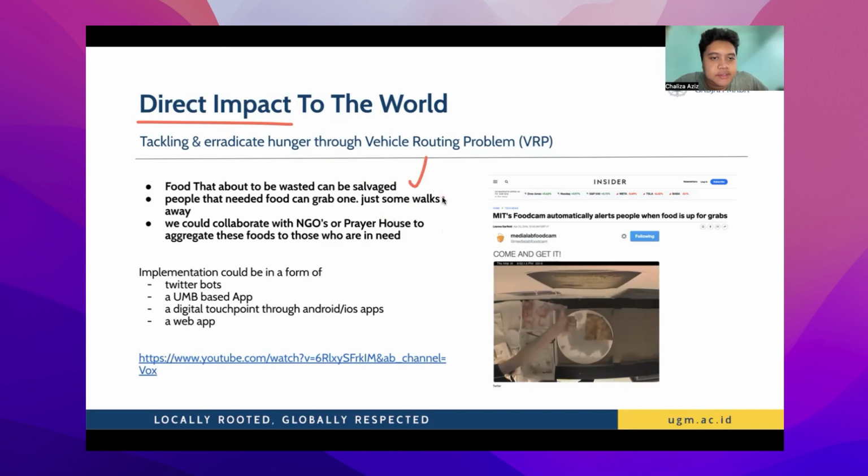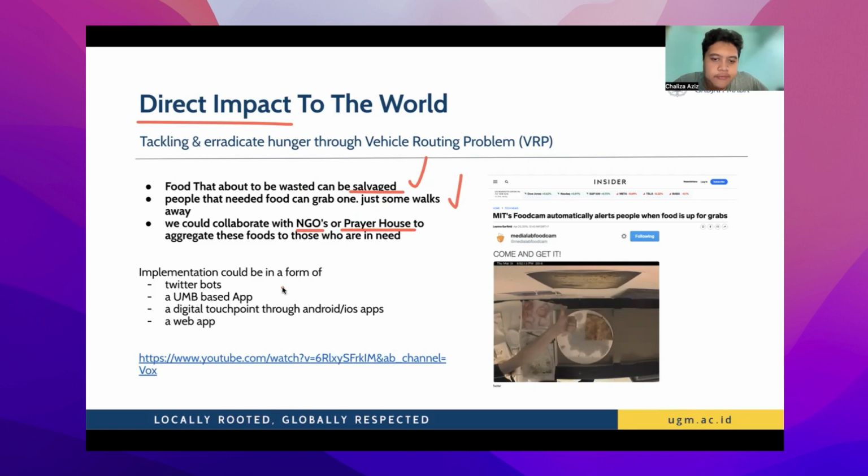Again, this is some note. Food can be salvaged. People that need food can get it, either by walking or by grabbing public transport or something. They can get a hitch. And also NGOs and prayer houses don't have to spend donation money on food because they can get that food for free. At the same time, we can save the food that is about to be wasted.